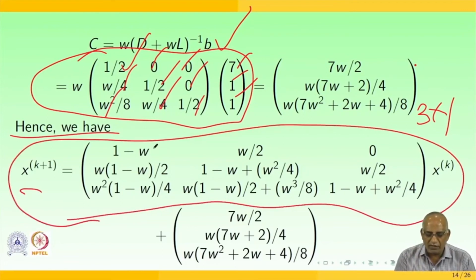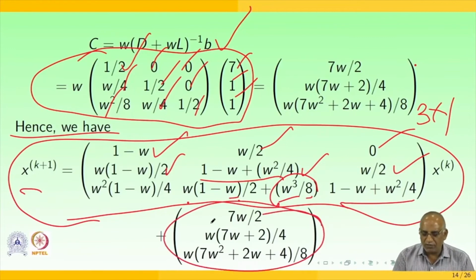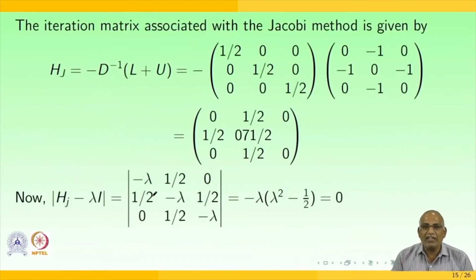That is 1 minus w, w by 2, 0, w times of 1 minus w by 2, 1 minus w plus w square by 4, w by 2, w square times of 1 minus w by 4, w into 1 minus w by 2 plus w square by 4, 1 minus w plus w cube by 8, plus this value. So ultimately, the c value will turn out to be this one. So upon simplification, you do get the matrix like this.